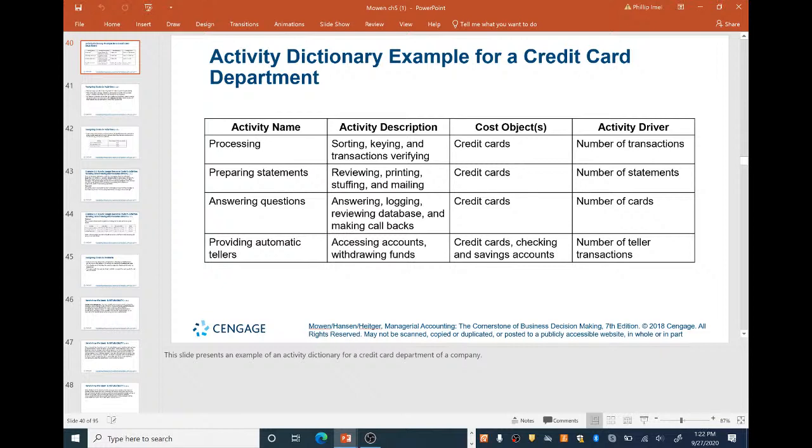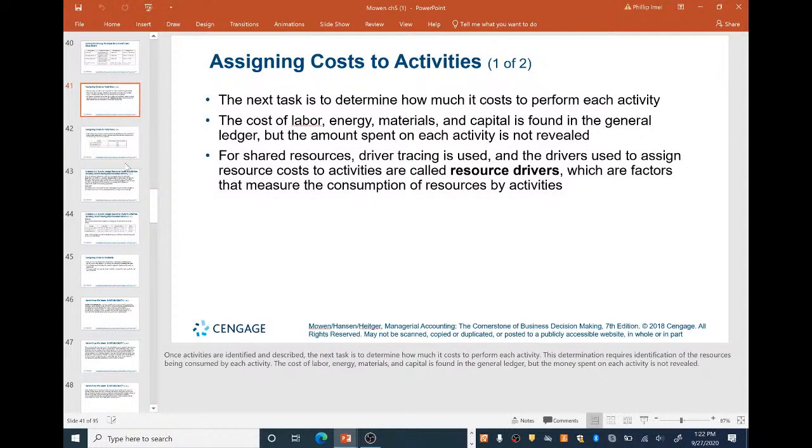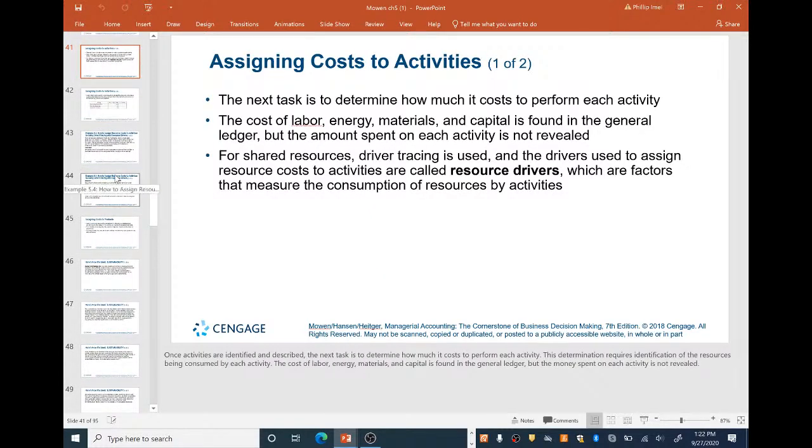If you're having a little bit of trouble understanding what you would expect to see in this activity dictionary, you can read through those. But pretty much that's the gist of the activity dictionary. Next, assigning costs to activities. So the next task is obviously to determine how much it costs to perform each activity. So this is why we need to assign these costs to these relative activities.